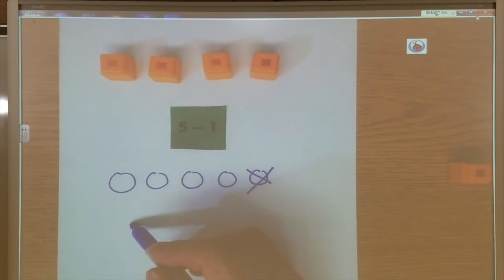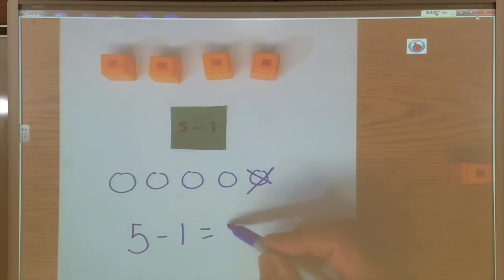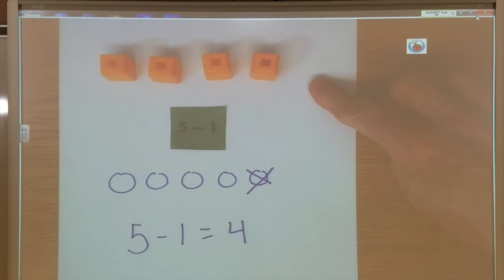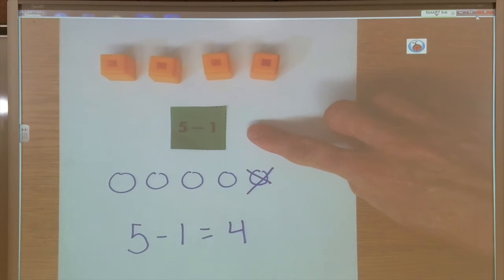So I started with 5 circles. I X'd 1 out, leaving me with 4 circles. Always important in kindergarten to have a context, a story problem, to have a concrete tool to manipulate. Once there's some good understanding of just the action that's occurring in these story problems.